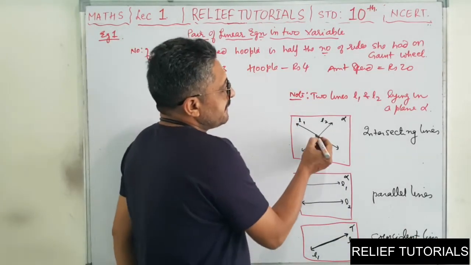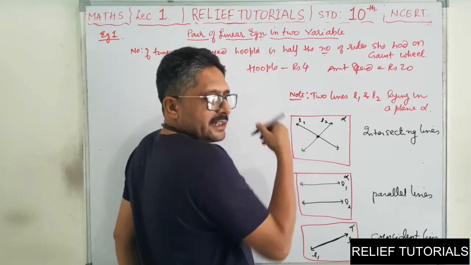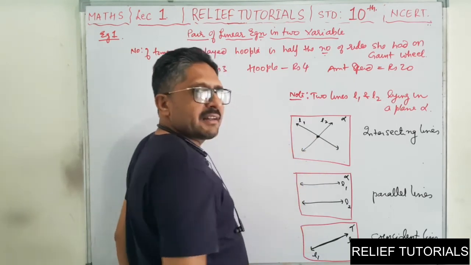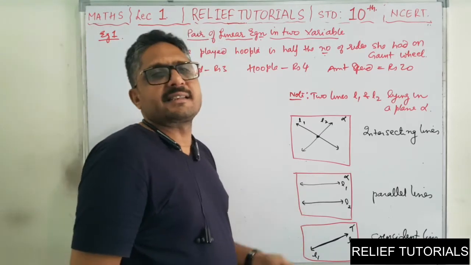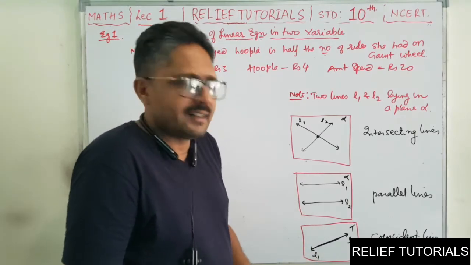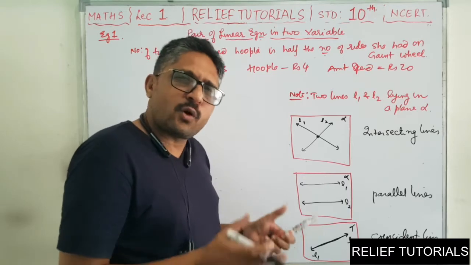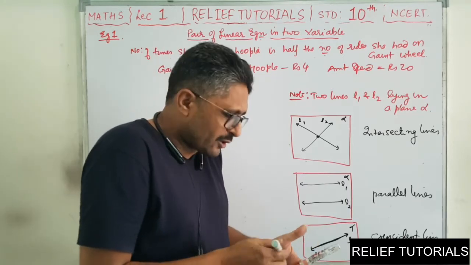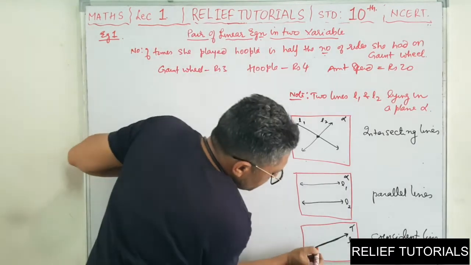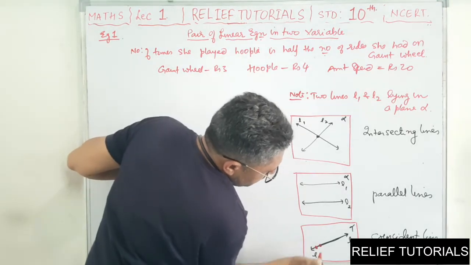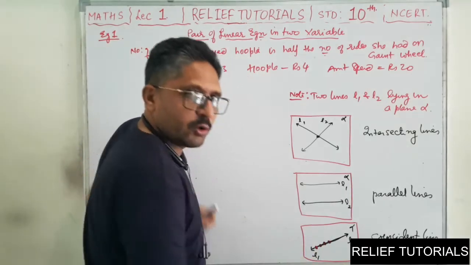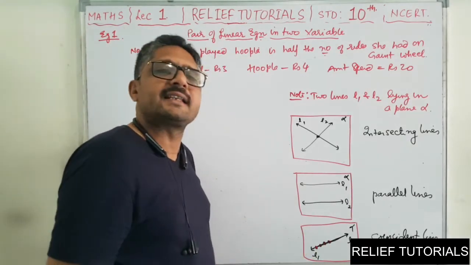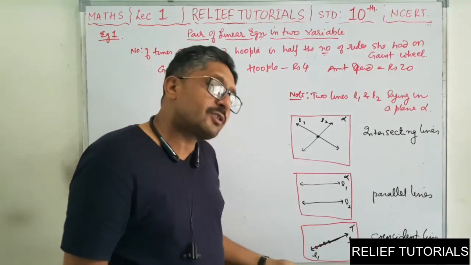If they are intersecting, we get a unique solution, as we have seen. If they are parallel, they will never intersect, so you will not get any point which lies on both the lines. So there is no solution. If they are coincident lines, all points of L1 and L2 are common. This point belongs to line L1, this point belongs to line L2, this also belongs to L1 and L2. So all these points belong to both the lines, L1 as well as L2. So that is the solution.